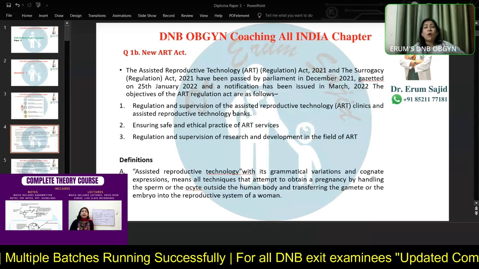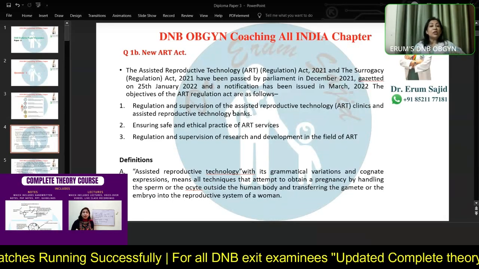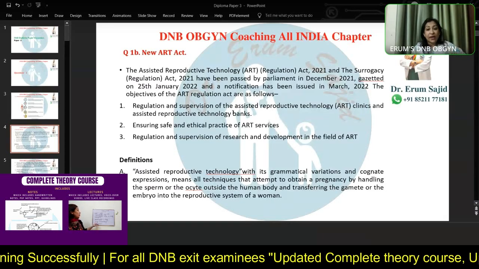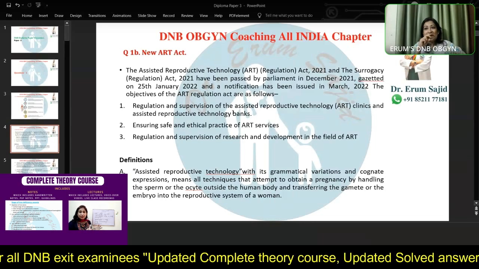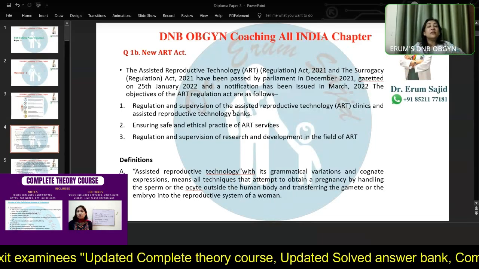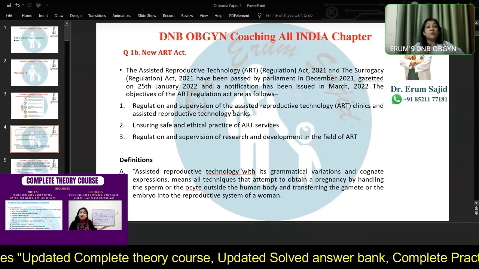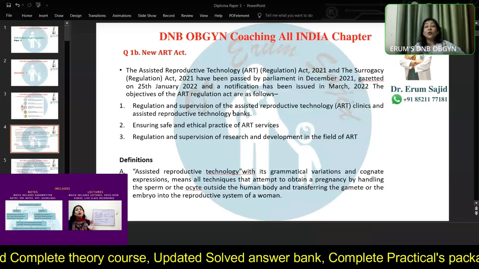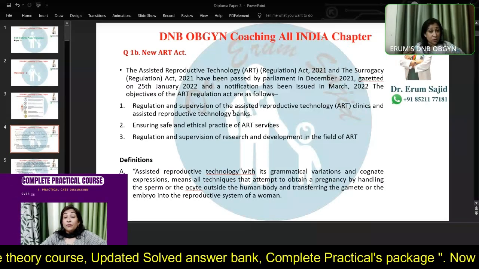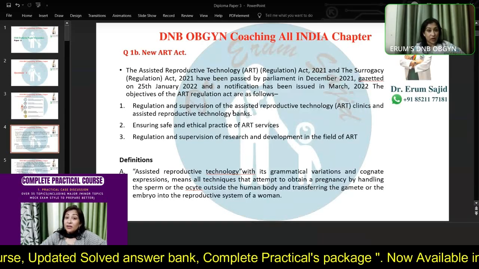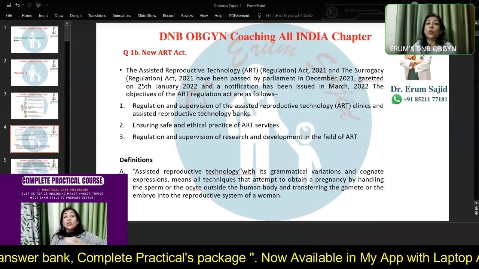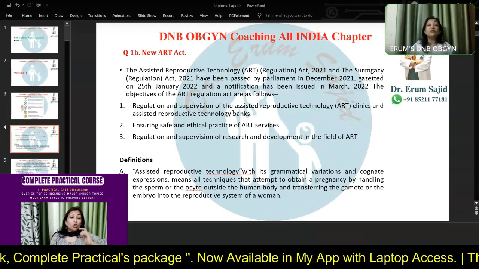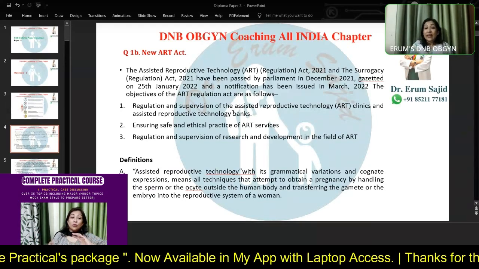Basically, why do we require this ART Act? Because we need to regulate and supervise the ART clinics, because a lot of miscreants can take advantage of this particular process in a very different way. Now you know that ART clinics are now available in 2-tier, 3-tier cities as well, and everywhere you do not have ethical practices. So they have access to excellent technology, but they can use it for their own selfish needs and motives.